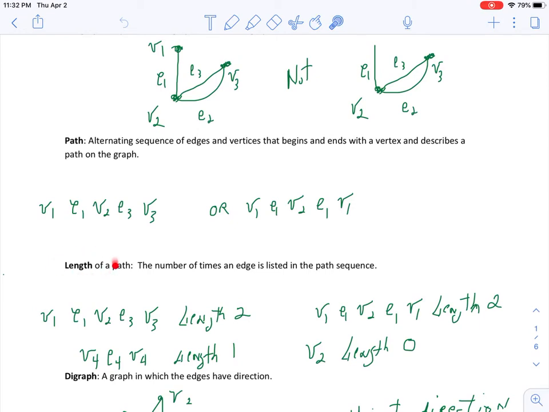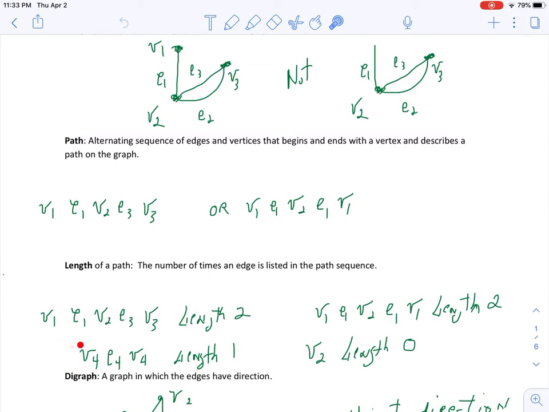The length of a path is the number of times an edge is listed. So every time I walk over an edge, I add 1 to the length. So if I look at this path right here, which I've rewritten down here, I notice that I walk over the edge E1 and the edge E3. So that's a path of length 2 because I've walked over 2 edges.